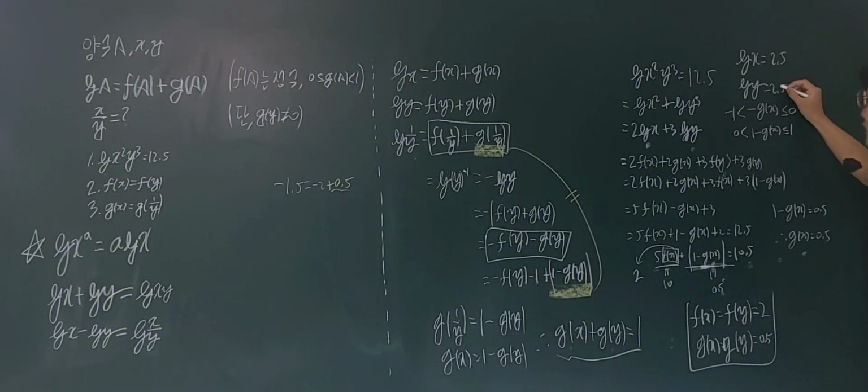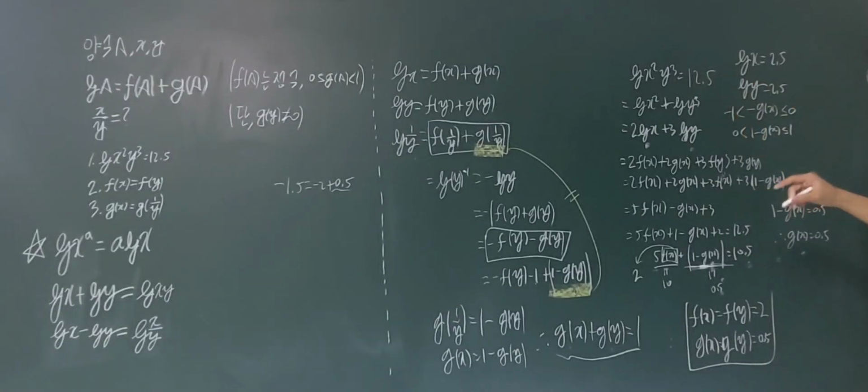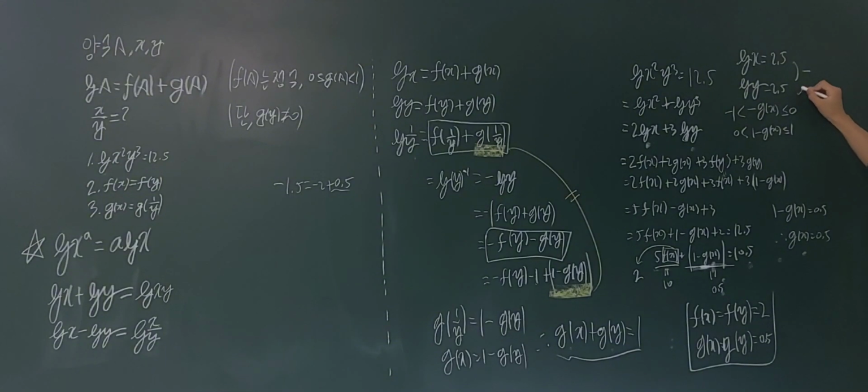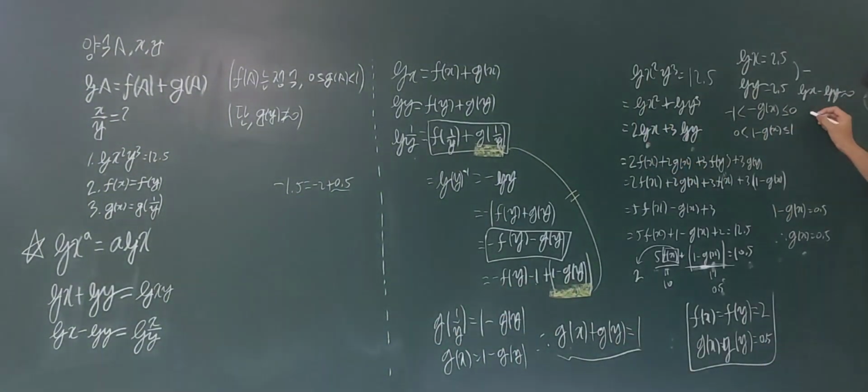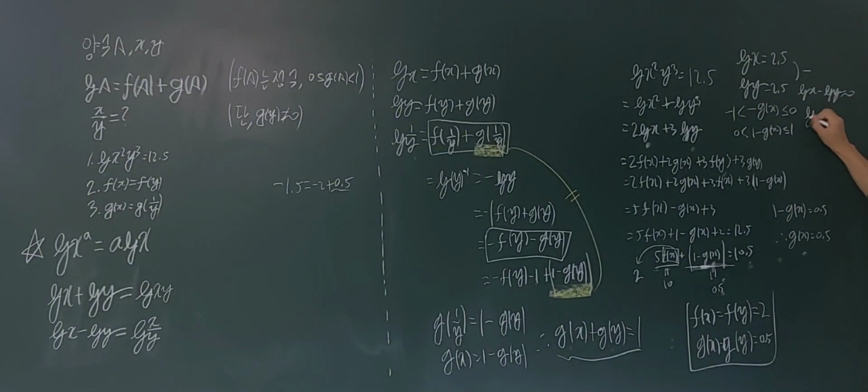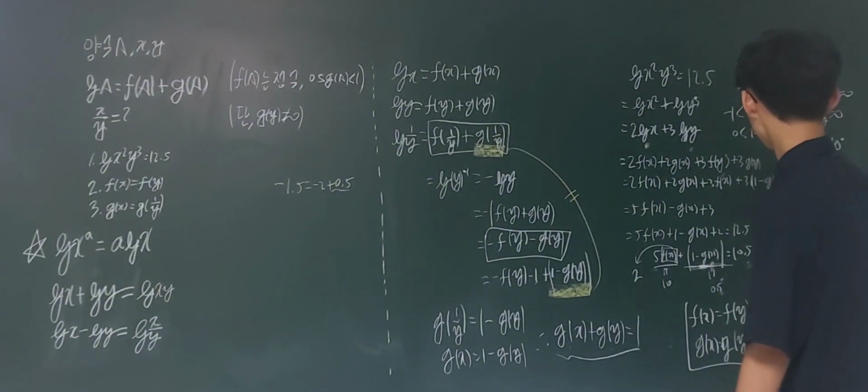And because we need to find x over y, I just wanted to subtract these two. So I got log x minus log y is equal to 0, because 2.5 minus 2.5 is equal to 0. When we use this property, we know that log x over y is equal to 0. Then, because there's a hidden 10 here, we know that x over y is equal to 10 to the power of 0, which is equal to 1. Therefore, the answer for this question is 1.